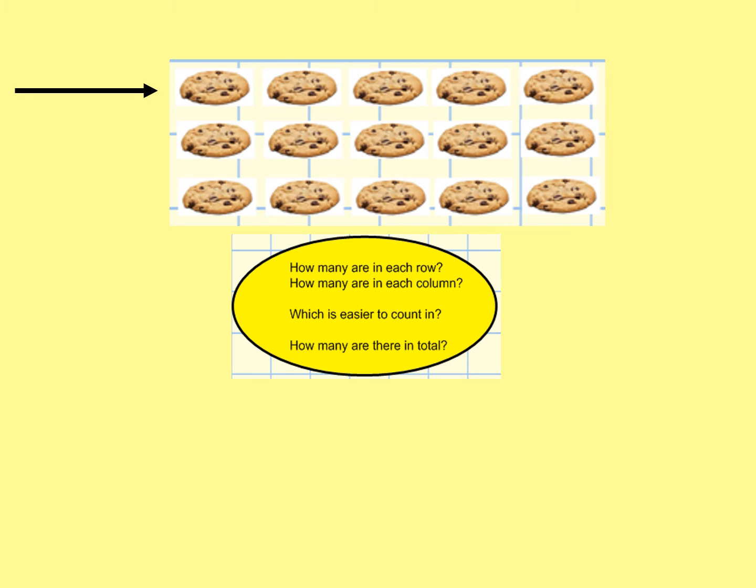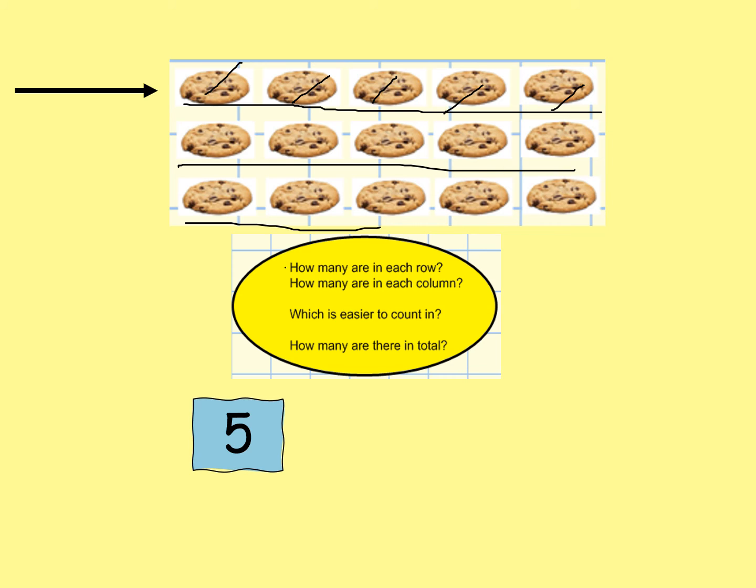Right, so my question says here, how many are there in each row? Now this here, going across, this is 1 row. Okay, so how many are there in each row? Let's see what happens. So, there are 5. If we count them, there's 1, 2, 3, 4, 5. There's 5 in each row. So there's 5 in that row, 5 in this row, and 5 in this row. So you've got 5 in each row.